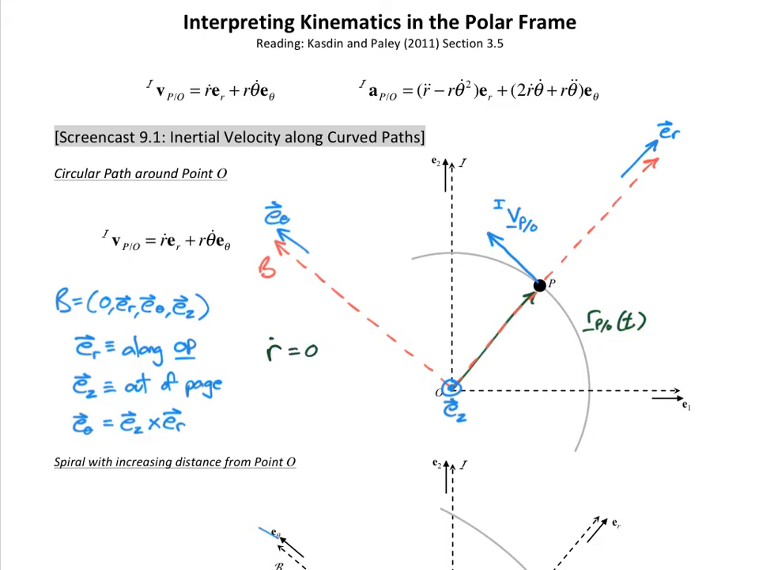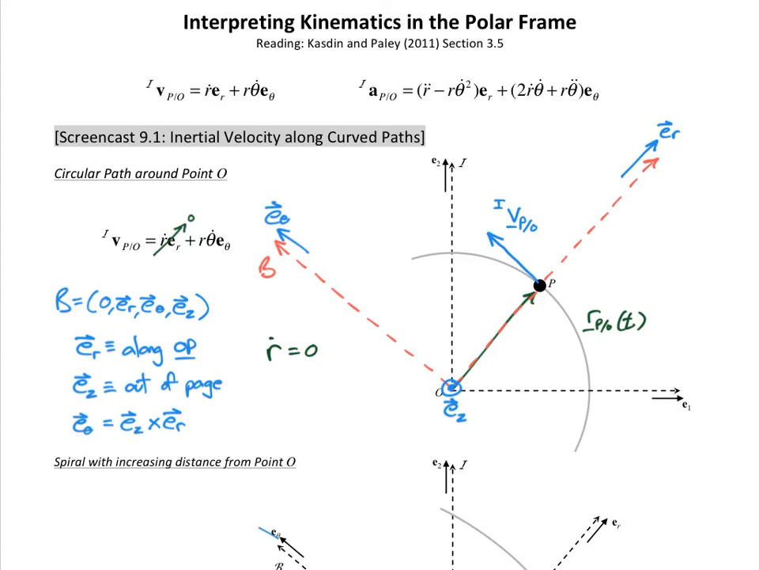And so going back up to our velocity expression, if r dot is equal to 0, then our first term doesn't exist, meaning that there is no velocity in the e_r direction. And so physically, when we look at our trajectory of our point P around this circular arc, then r dot equal to 0 says that we have a constant radius, and there is no velocity at this point in time along this direction, which is the e_r direction.